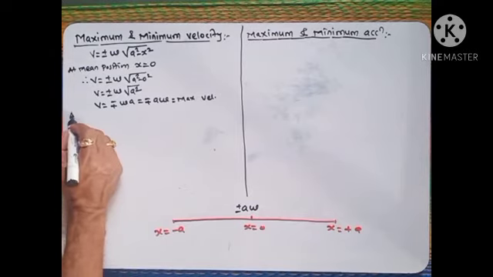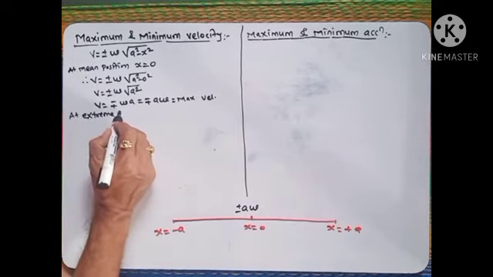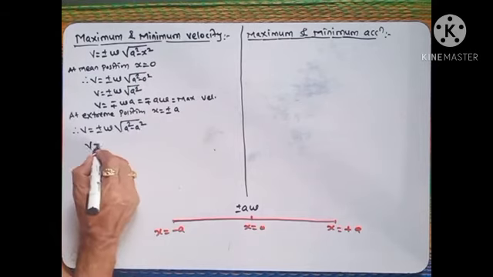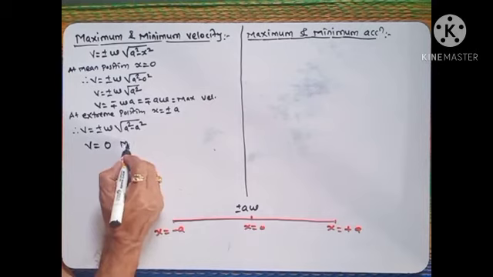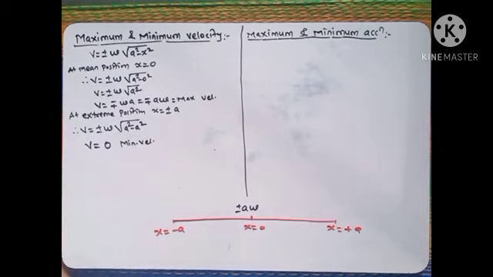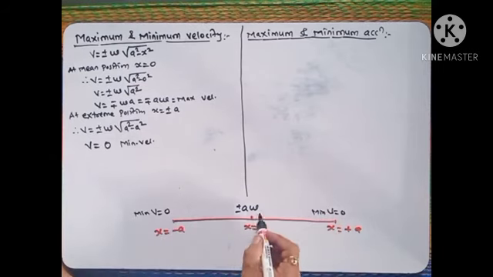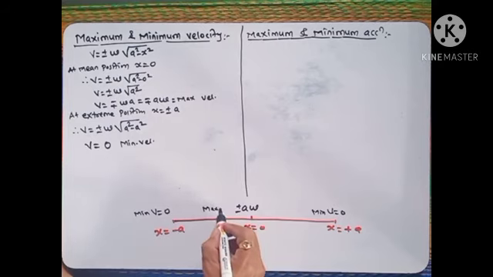Now at extreme position, we write x equal to plus or minus a, therefore v equal to plus or minus omega root a square, and put the value of x plus or minus a, then a square minus a square, we get v equal to 0. This is the minimum velocity at extreme position. Here we got v equal to 0. This is minimum v, and this is maximum v. I hope you all understand this.